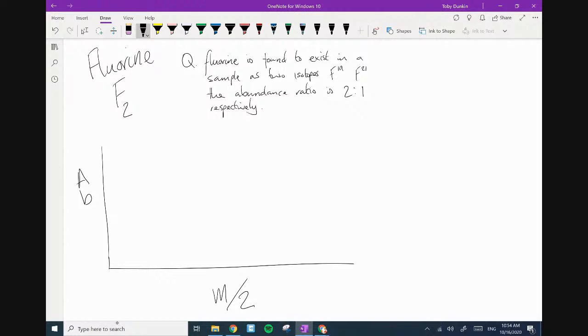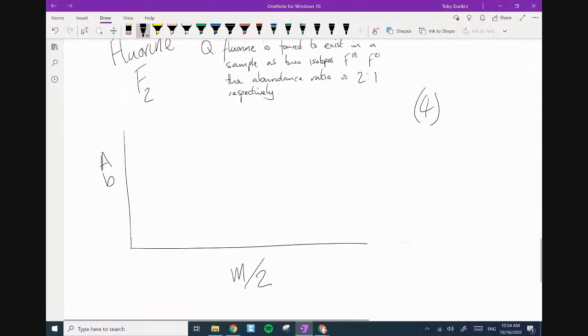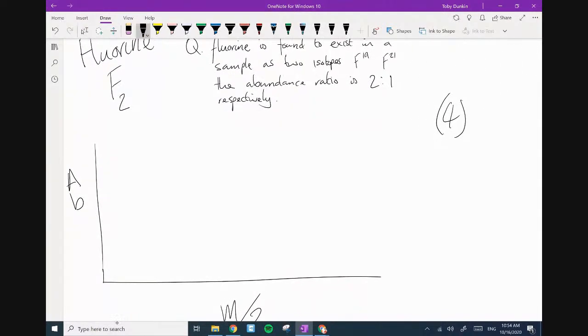This would usually in an exam be 4 or 5 marks, I believe. Let's say 4 marks, so 4 minutes. Pause the video, have a go at drawing them. So the first thing we're going to see is a peak at 19. That's going to be 2. And we're going to see a peak at 21 of half the height.